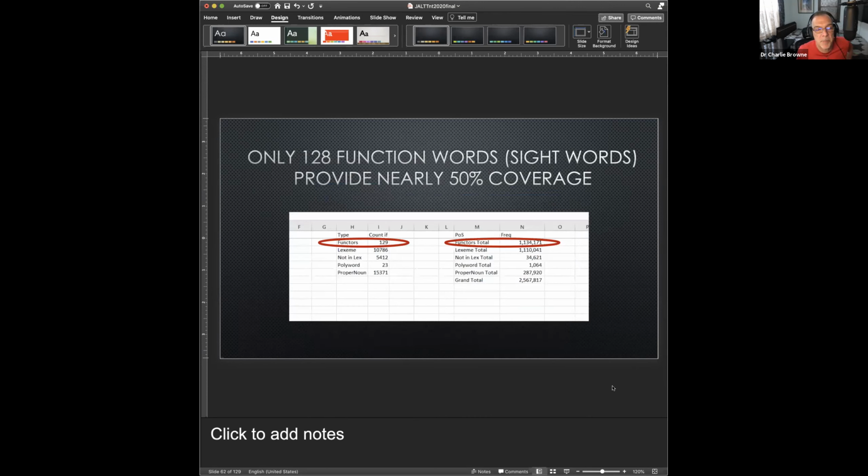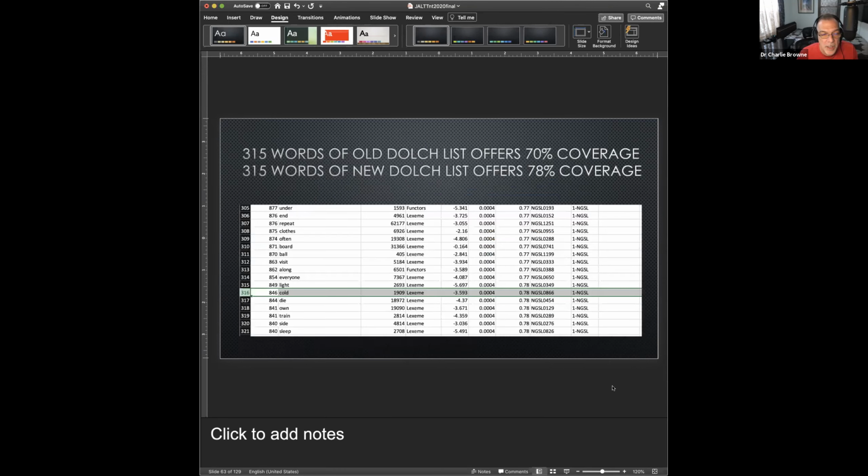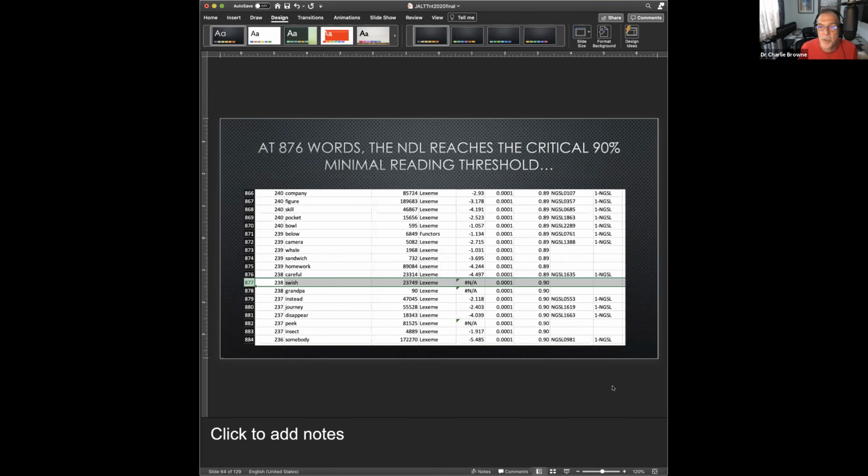We found only 129 function words covered more than 50% of the corpus. And the old Dolch list supposedly offered 70% coverage for 315 words. There were no empirical studies for that, but that's just a claim they made. But we were getting about 78% coverage at the same 315 word level. But as you know, 78% is not enough. So we expanded the size of our list to 875 words. And that gets children to the 90% vocabulary threshold.